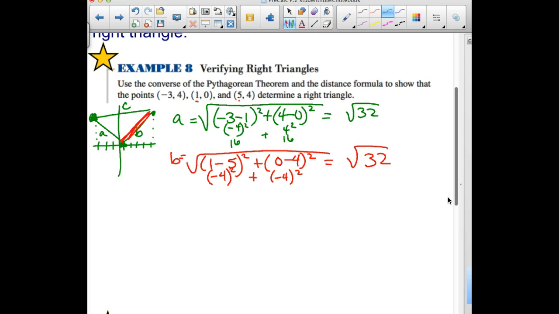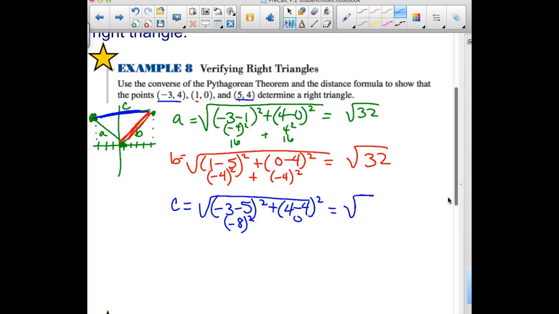And our third side, that uses the point negative 3, 4 and 5, 4. So subtracting negative 3 minus 5 squared and 4 minus 4 squared. This is just 0, and squaring 0 doesn't give us anything. We have negative 3 minus 5, or negative 8 squared, would be the square root of 64.